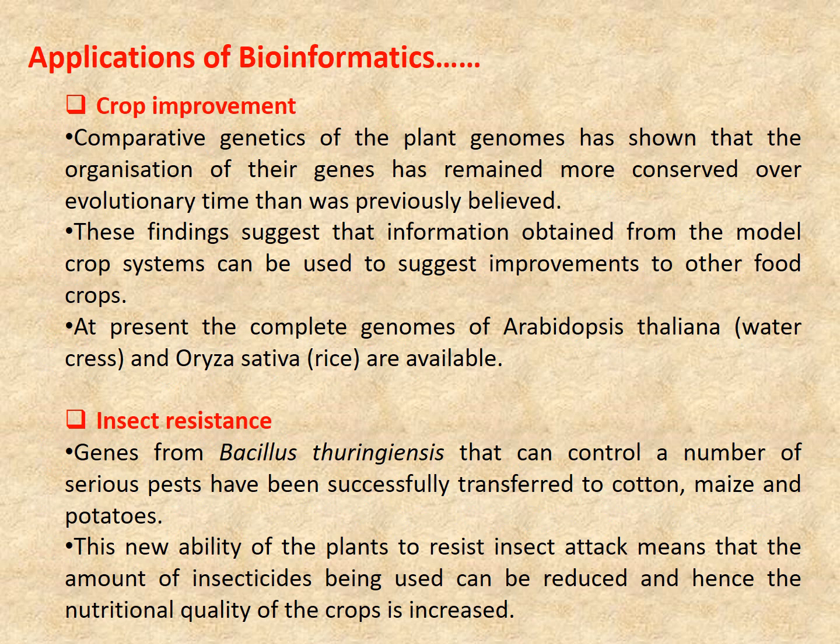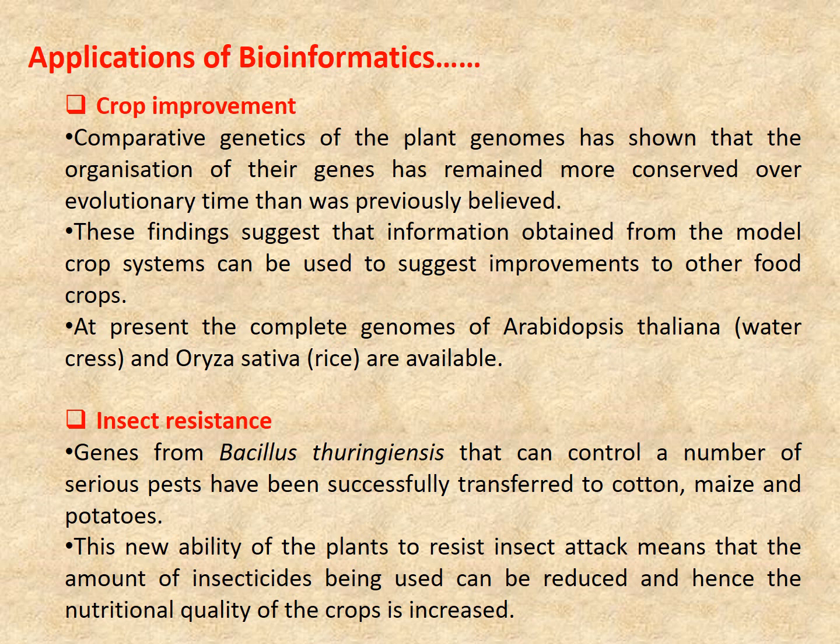Crop improvement is also an application of bioinformatics. Bioinformatic tools may be used for crop improvement. For example, comparative genetics of the plant genomes has shown that the organization of their genes has remained more conserved over evolutionary time than was previously believed. These findings suggest that information obtained from the model crop systems can be used to suggest improvements to other food crops. For example, at present, the complete genomes of Arabidopsis thaliana and Oryza sativa are available.